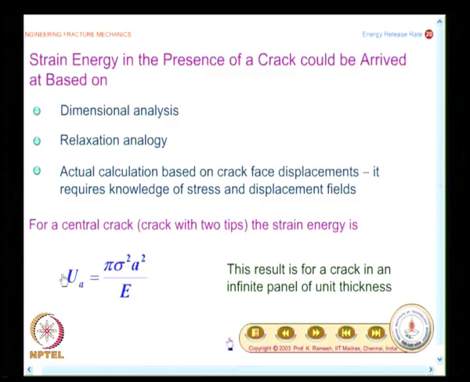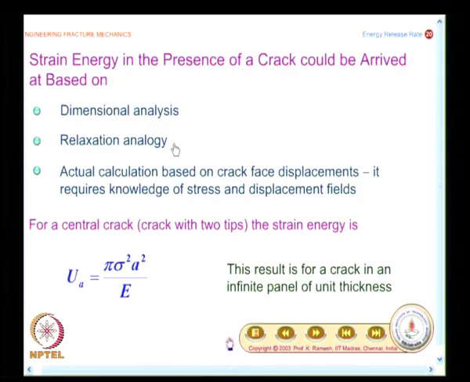and whatever result you have seen here is for an infinite panel of unit thickness. So, it is multiplied by unity, and if you look at it from a dimensional point of view, this satisfies the expression for energy, and the suffix a denotes strain energy in the presence of a crack. Now, we will look at a relaxation analogy to satisfy ourselves how this expression could be viewed.